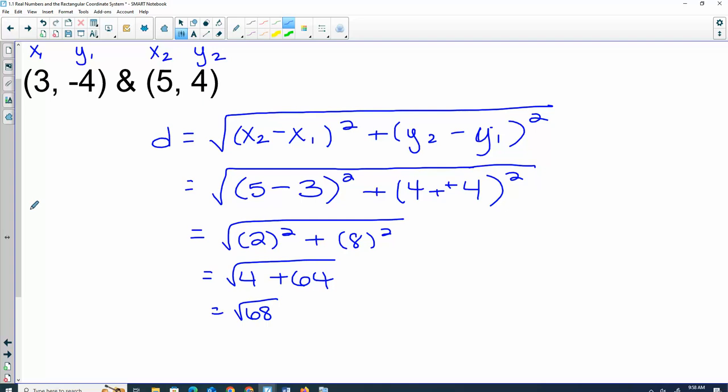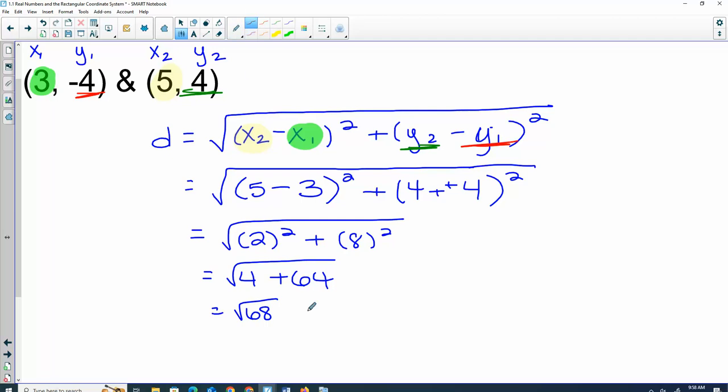Did I lose you? Where did I lose you? I'm being serious. I did not like the x part and the y part. This is the formula that we copied down. So now we're plugging in. x2 means x of the second ordered pair. Each one gets an extra one. x1, so x of the first ordered pair. So y2 is y of the second. y1, y of the first. Are we okay there?